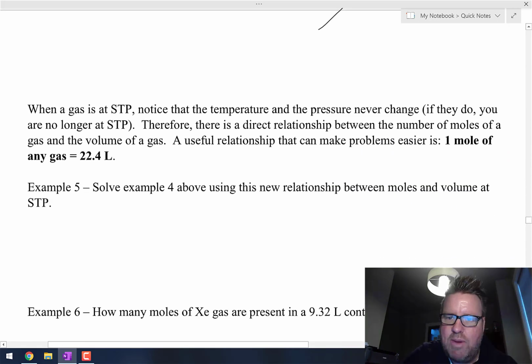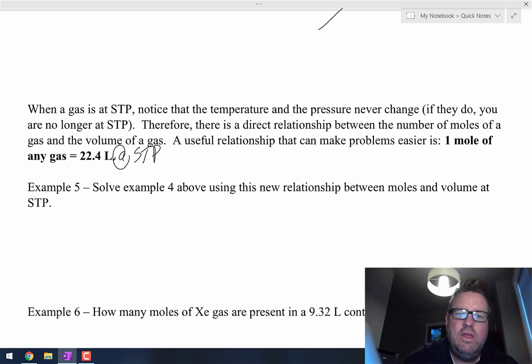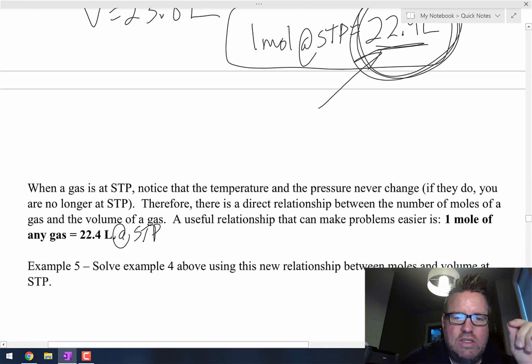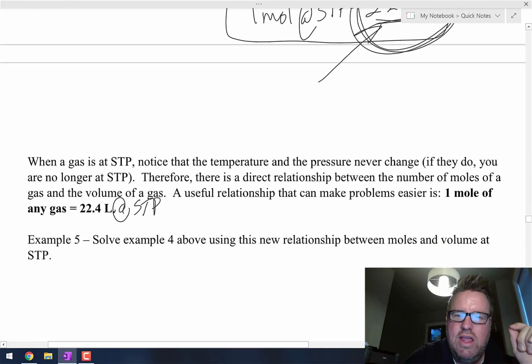And that's what I talked about here. Again, 1 mole of any gas equals 22.4 liters, again, at STP. You have to be at STP. If you're not, then that relationship doesn't work. So, solve example 4 above using this new relationship between moles and volume at STP.